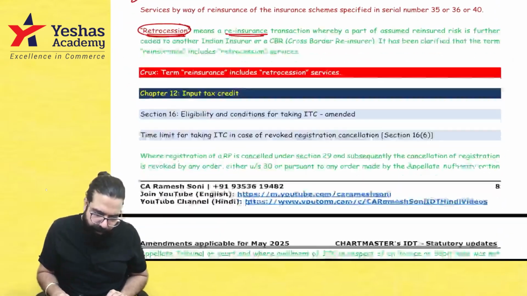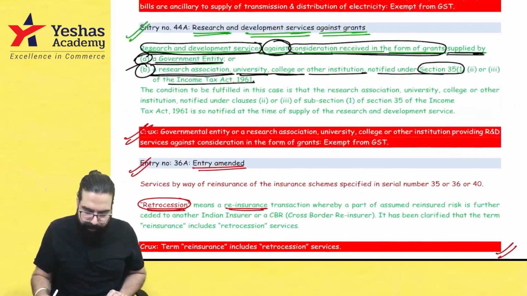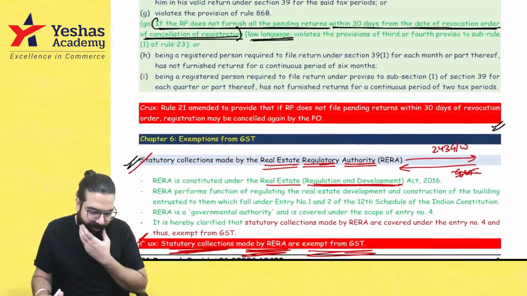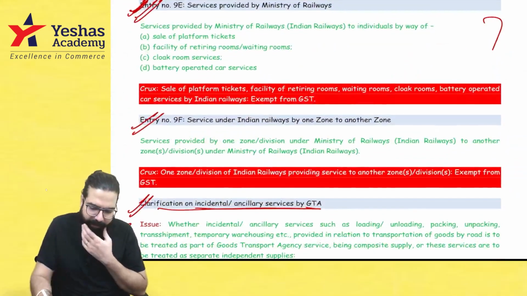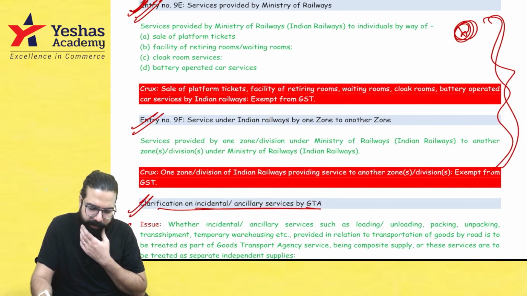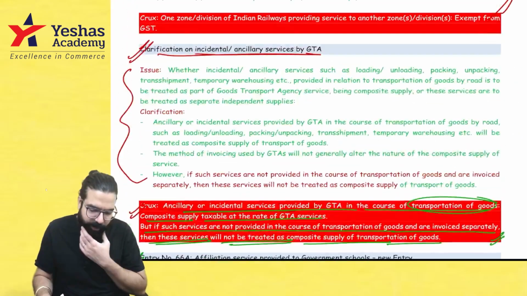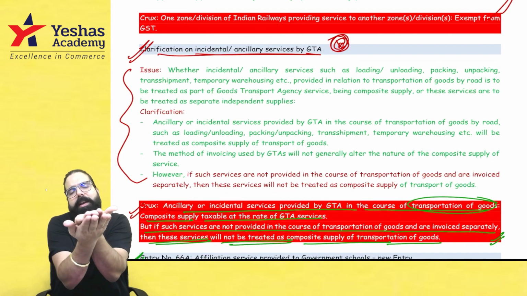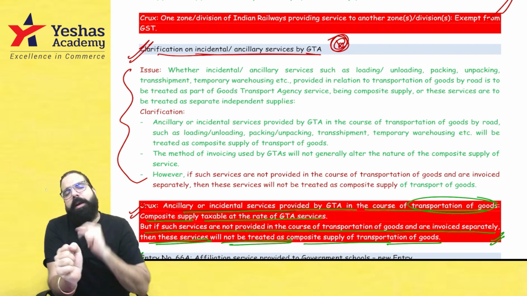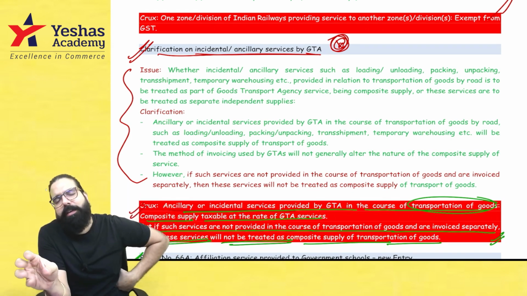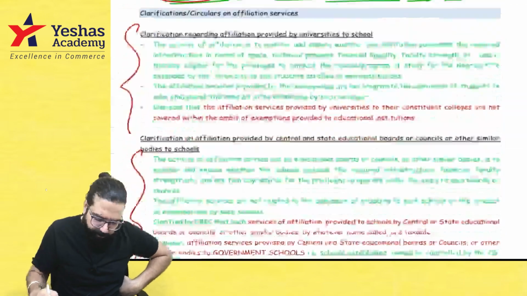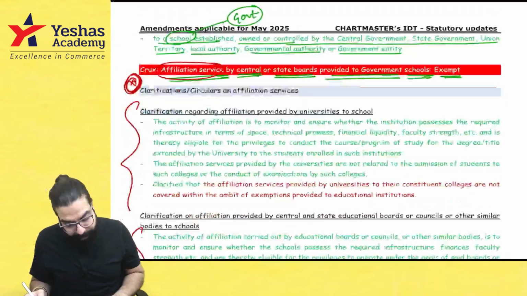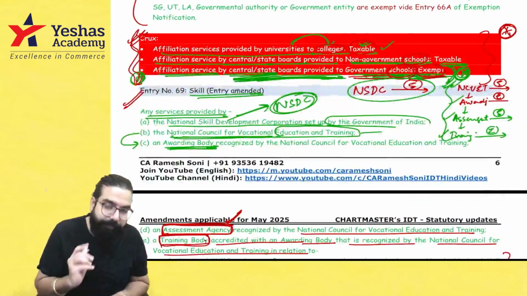Everyone, we are done with our exemptions entry. In exemptions, the most important ones are from the education part. One amendment you will see in your exam is relating to the Ministry of Railways, which I believe they will ask you. GTA service, by chance, you can see. Remember, if GTA transportation plus they have provided ancillary services, it is a composite supply taxable at the rate of GTA service. But if they have not provided transportation but only ancillary service, it is taxable at its respective rate. Remember this point. Education related, all the services which I have told you are very, very important. Please remember all of them. This crux is very important. The affiliation part too.